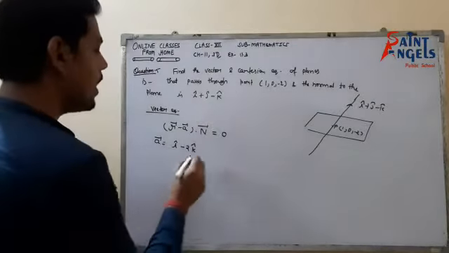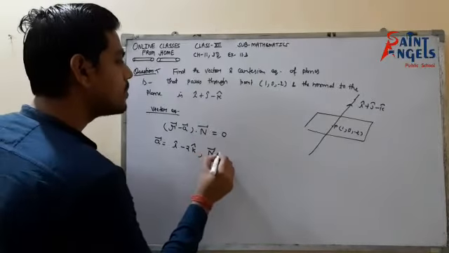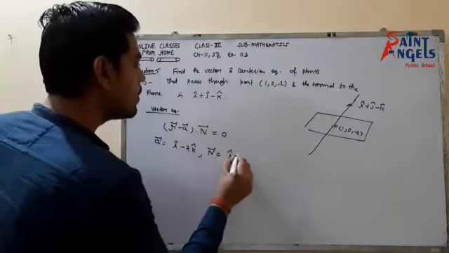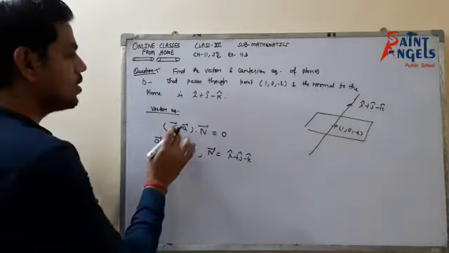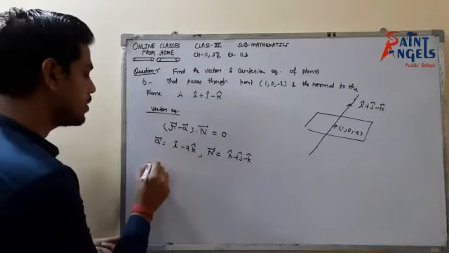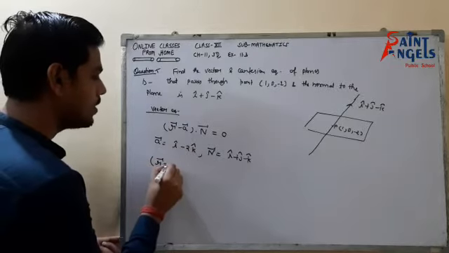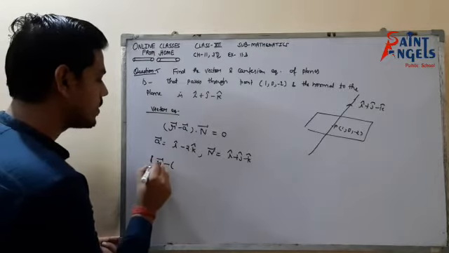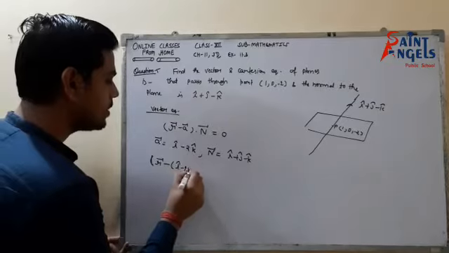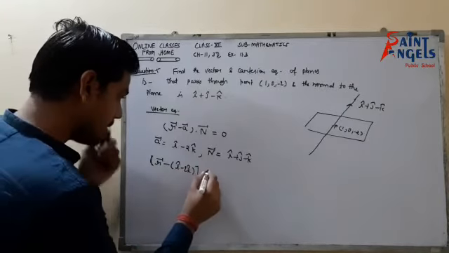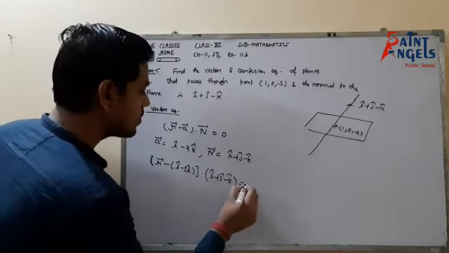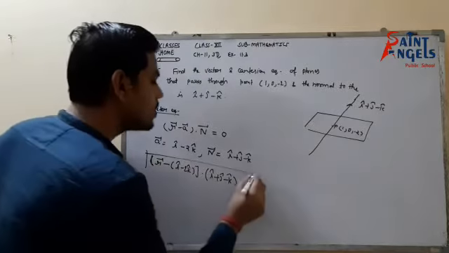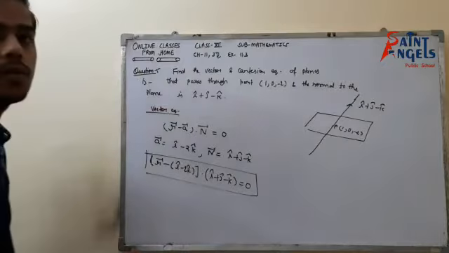Okay students, and normal to the plane is already given, that is i cap plus j cap minus k cap. So we have to put these values into this equation. So that would be (r vector minus (i cap minus 2k cap)) dot (i cap plus j cap minus k cap) equals 0. This is the vector equation of the given plane.